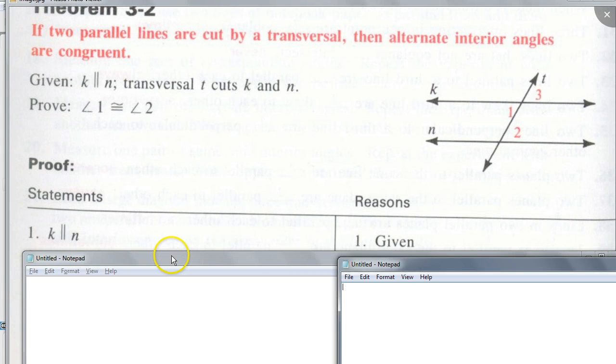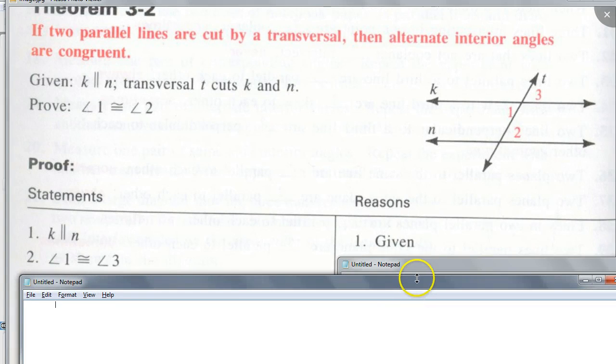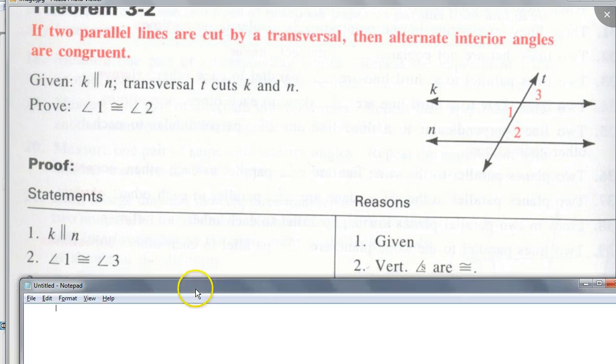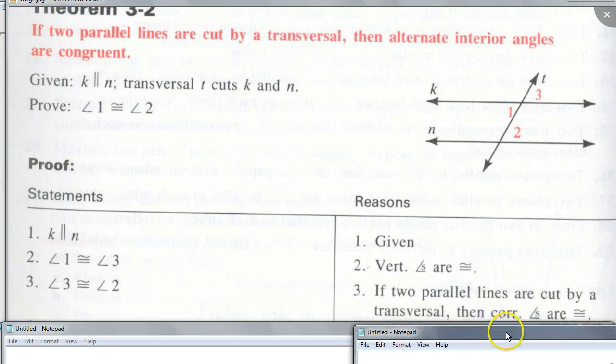Could you have done something else? Did anybody do something else other than this? Yes, because you don't have to do that one first. Kenneth? I did angle 3 congruent to angle 2. Yes, so you could either do angle 3 congruent to angle 2 there, or 1 congruent to 3. It doesn't matter. And the reason, if you did 1 congruent to 3, is because vertical angles are congruent. And if you did angle 3 congruent to 2, it's because of the postulate: if two parallel lines are cut by a transversal, then corresponding angles are congruent.